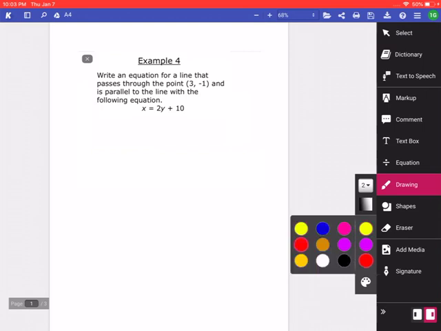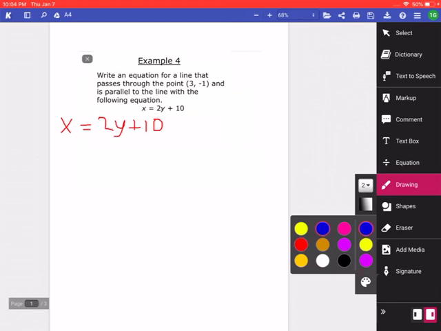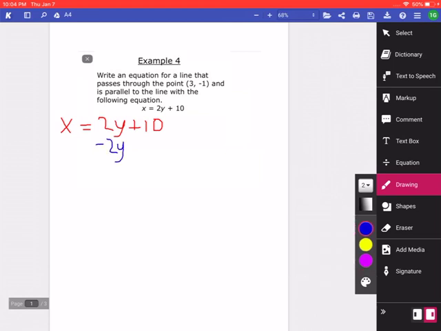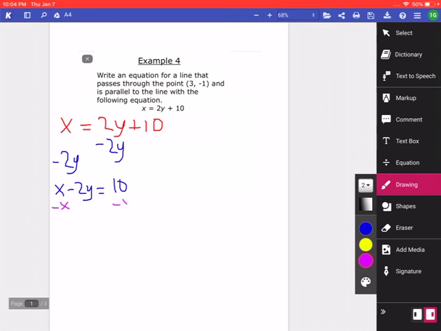Okay, so to do that, the first thing we need to do is move this 2y over. Our equation says x equals 2y plus 10. Now we're going to move this 2y to the other side. So now we have x minus 2y equals 10. Now we've got it in standard form, but we're not yet in slope-intercept form. So we're going to move the x to the other side.